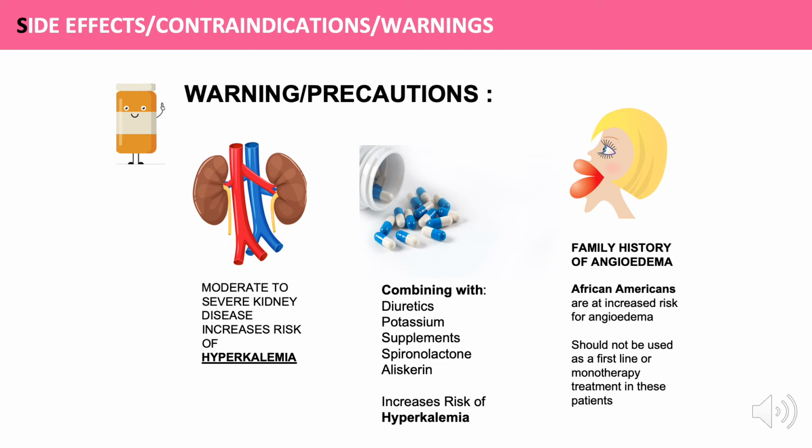So I made this slide just so that you can get these pictures in your head. When you're thinking about an ACE inhibitor, you should be thinking about kidney function. You should be thinking about what happens when we combine other medications. What should we be careful about? And angioedema. Who is more at risk? What if they have a family history? What if they've had angioedema in the past? All of these things should be coming together. And these are probably the most important points that you're going to see on your exam as well.